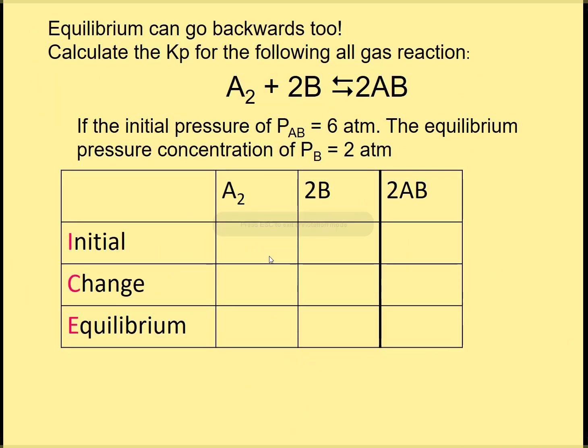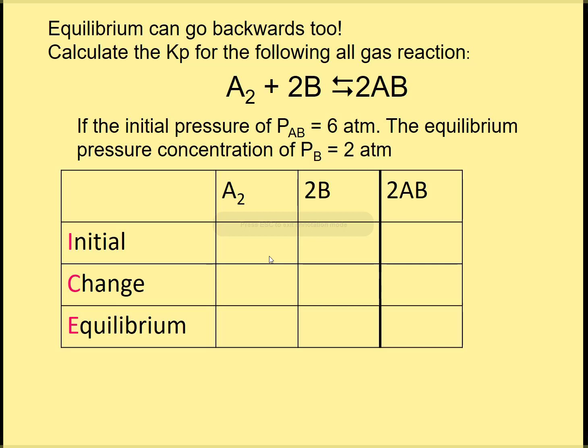So equilibrium can go backwards too. So let's look at this example. It says calculate the Kp for the following all gas reaction. And we have initial pressures. So the pressure of AB is 6, and then it gives us the equilibrium pressure of element B as 2 atmospheres.